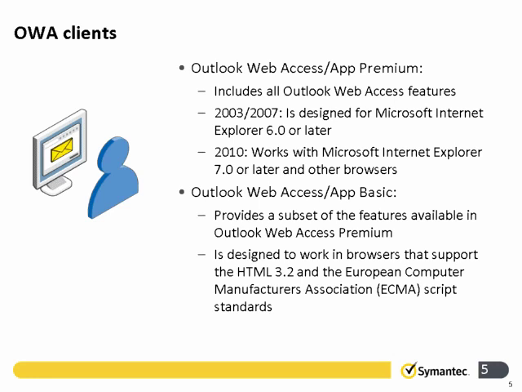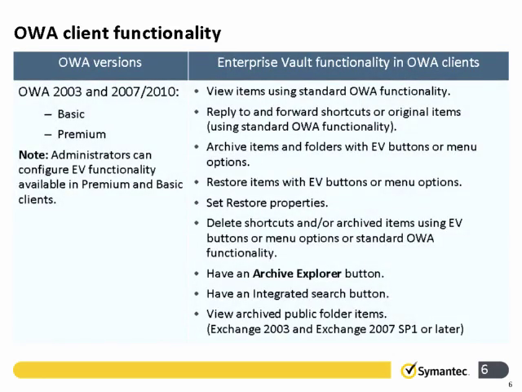Now, the basic version is a subset of the features that you have available when you're using the Outlook Web Access Premium, and it's designed to work in browsers that support HTML, Hypertext Markup Language, version 3.2, and the European Computer Manufacturers Association script standards. So this is a more generic version that isn't specifically designed for interacting with Enterprise Vault and specific web browser versions.